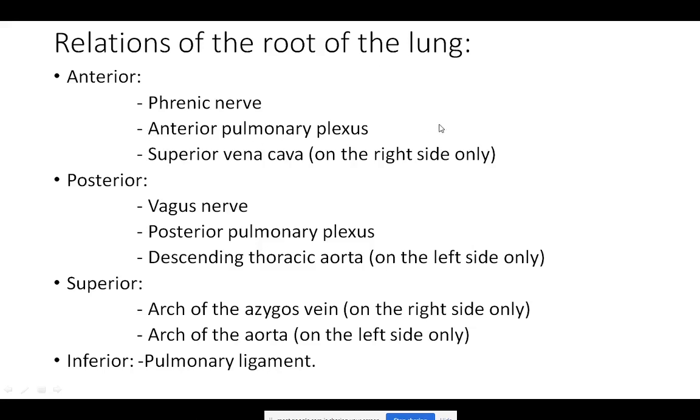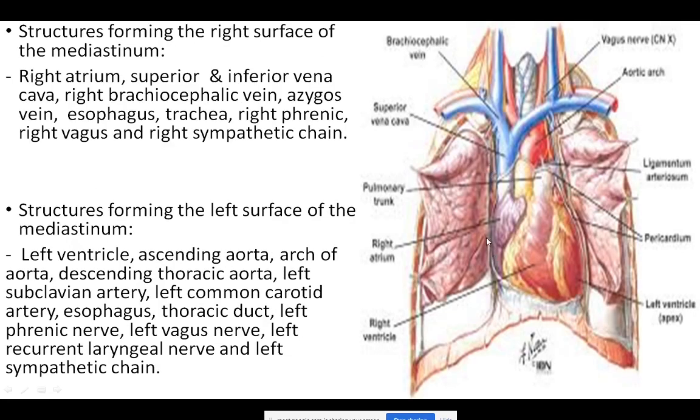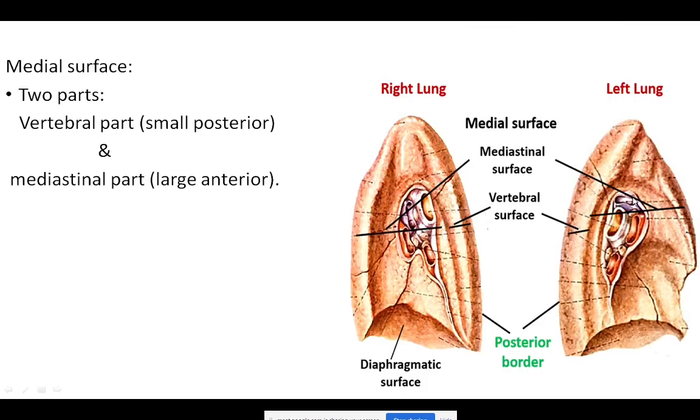Phrenic nerve, anterior pulmonary plexus, superior vena cava is present on the anterior of the root, like this. The same thing on here. This is anterior on the right lung, okay. This is the anterior part of the left lung. This one, I mean. Yeah, this one. No time.